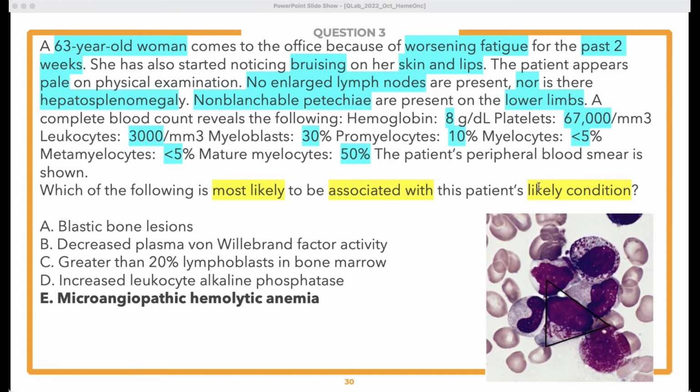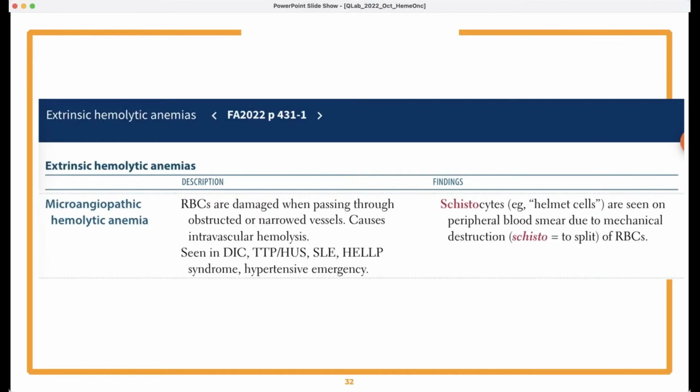Okay, thank you, Paras. So it's been a good session so far. I hope you guys have learned a lot. We're gonna get to our final question here. Again, we're gonna do a raffle at the end of the evening. So stay close, and let's go ahead and work through our last question of our Hem-Onc question lab.